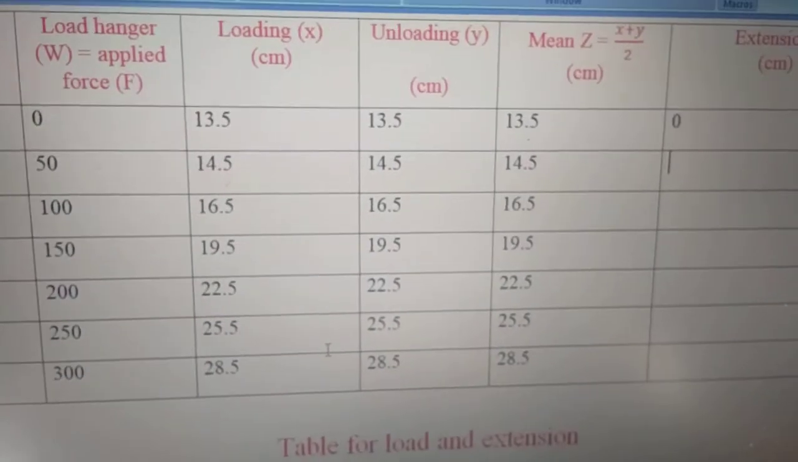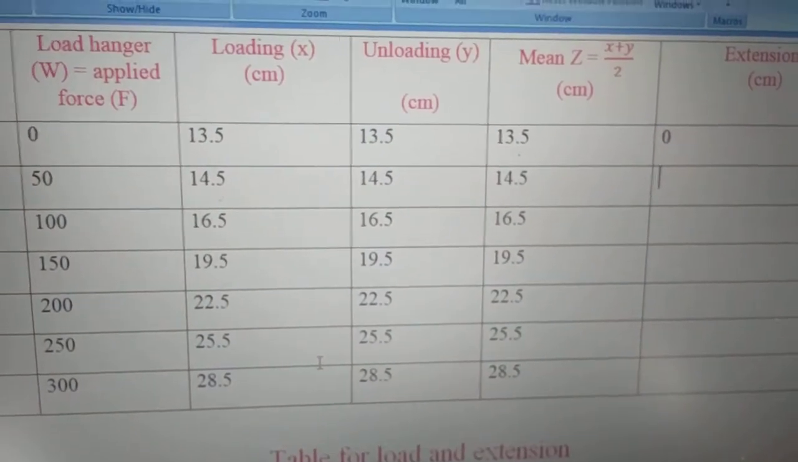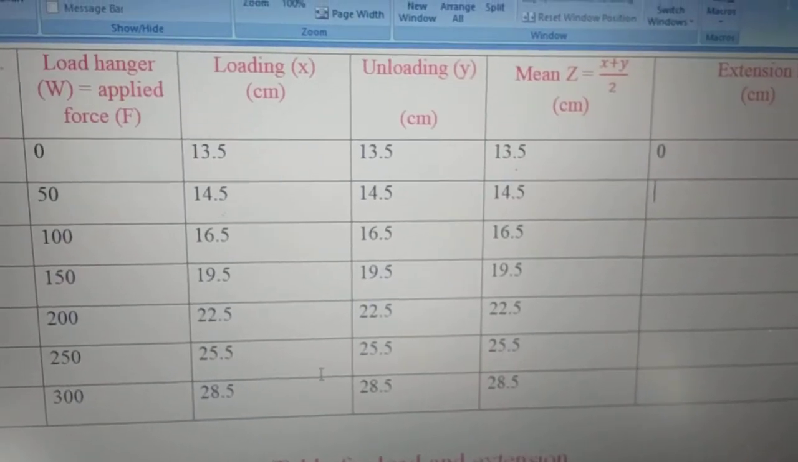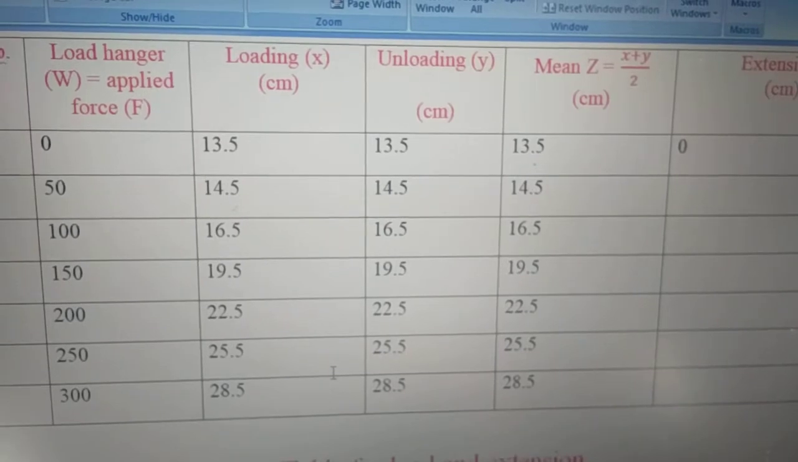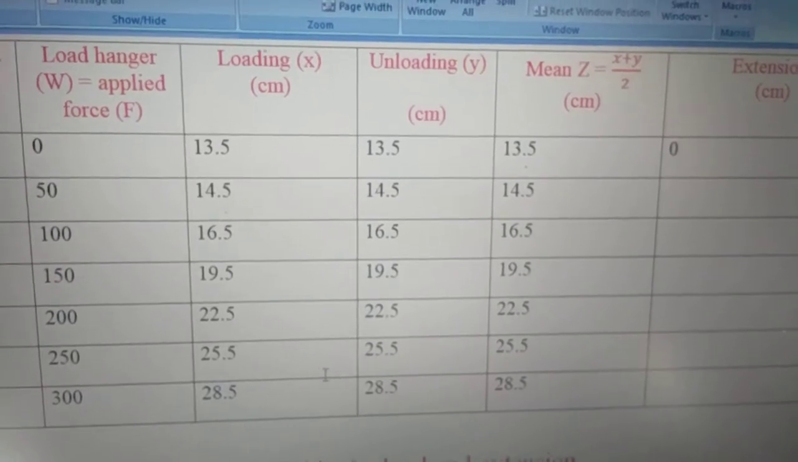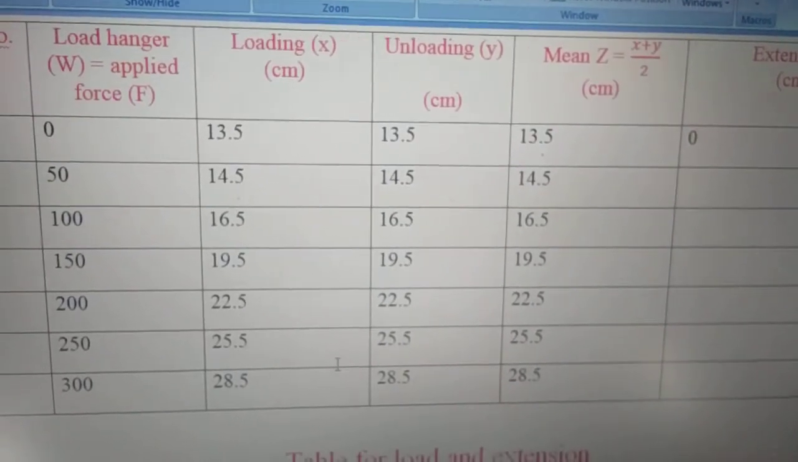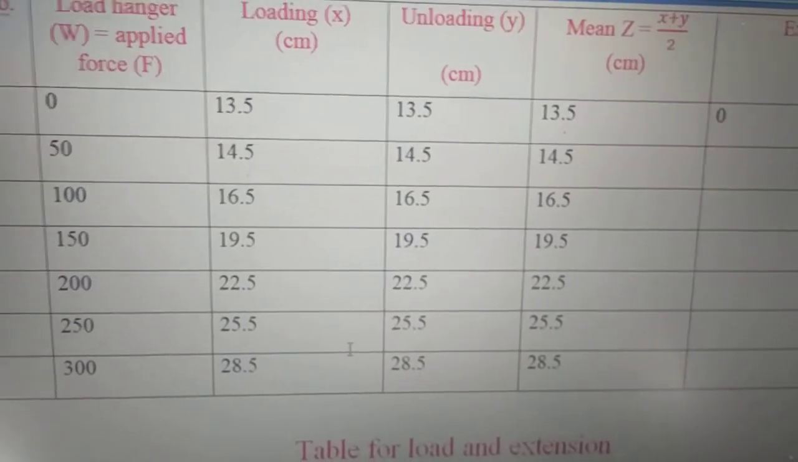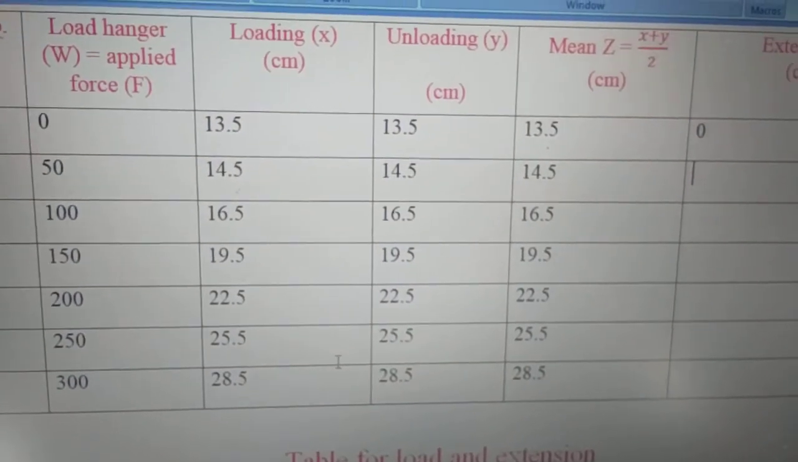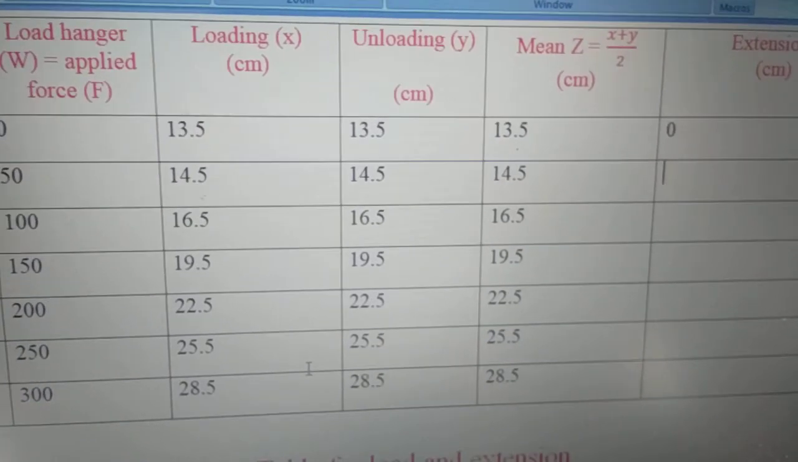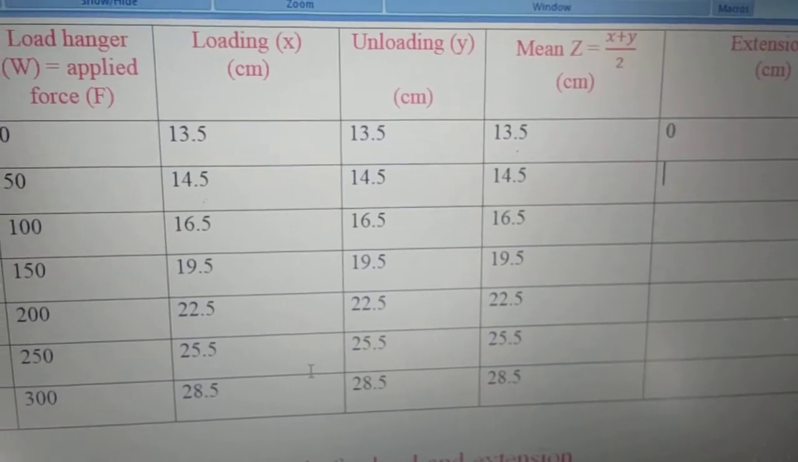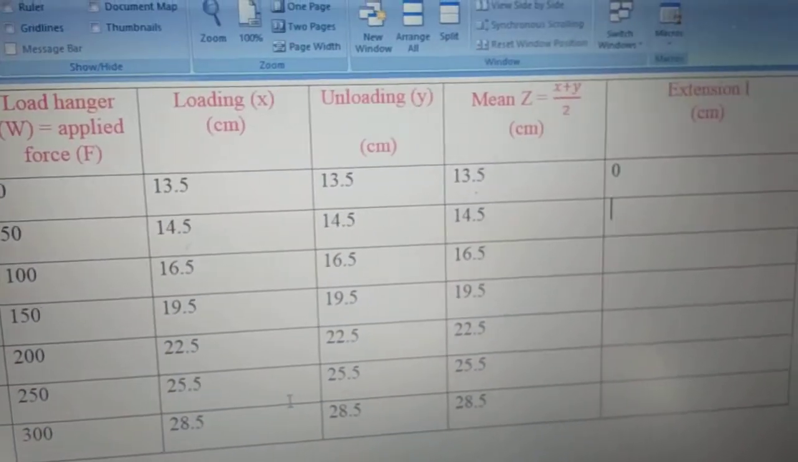And take the mean value of this. So the mean value Z is equal to X plus Y, where the load increasing reading is called X and the load decreasing reading is called Y, divided by 2. So the same values you will get. That is 13.5, 14.5, 16.5, 19.5, 22.5, 25.5 and 28.5.